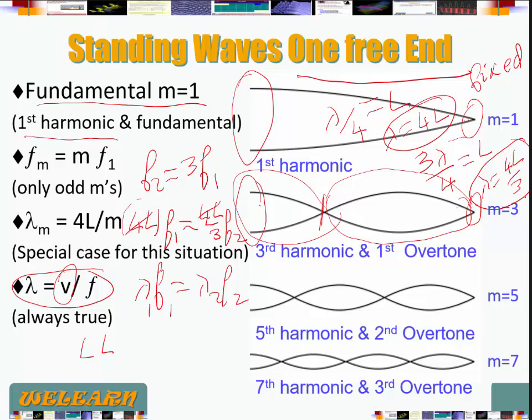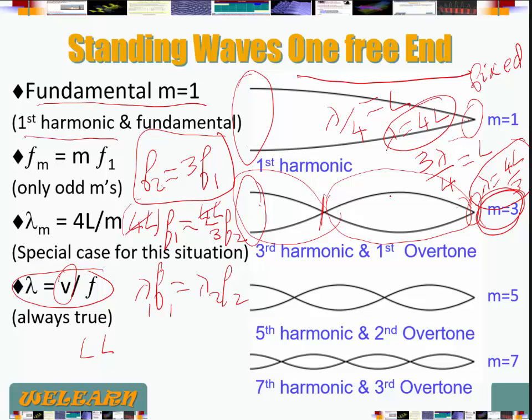I hope that you notice that's why we have m equal 3 here. So actually, we skipped a harmonic. We don't have a second harmonic. We went from the fundamental frequency, instead of doubling the frequency for the second harmonic, we went straight to the third harmonic. That's the frequency that we get for the next mode.